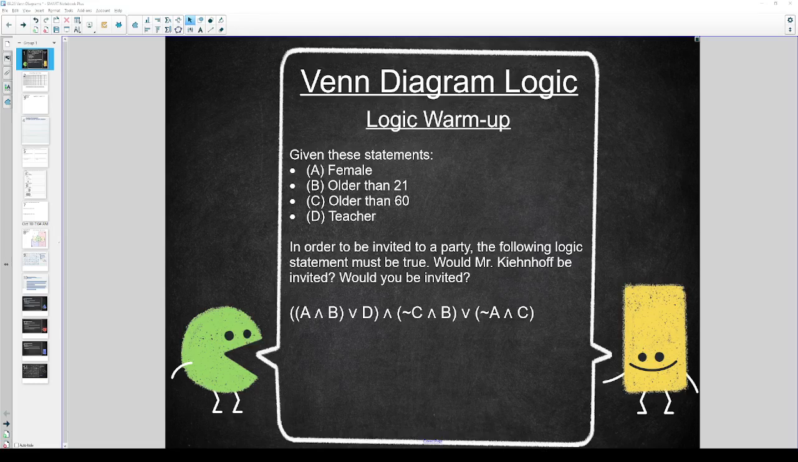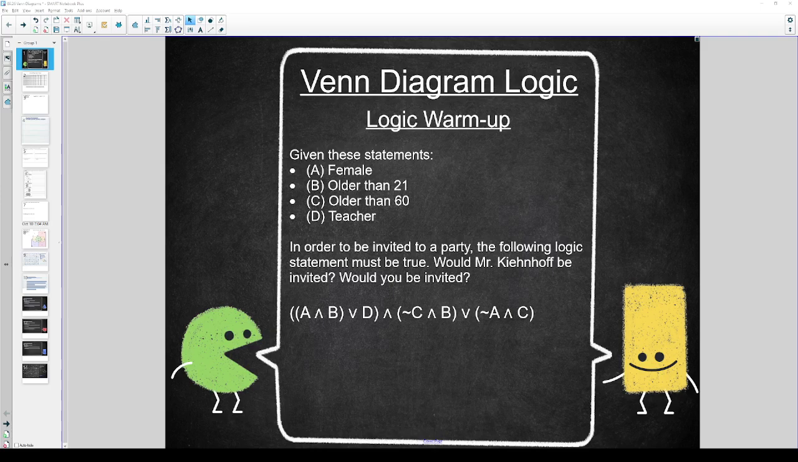Today we're going to continue talking about logic and reasoning, and we're going to look at some of the topics from last week, but in a slightly different light using Venn diagrams. So our warm-up for today is a compound logical statement. We have some premises, which are statements.